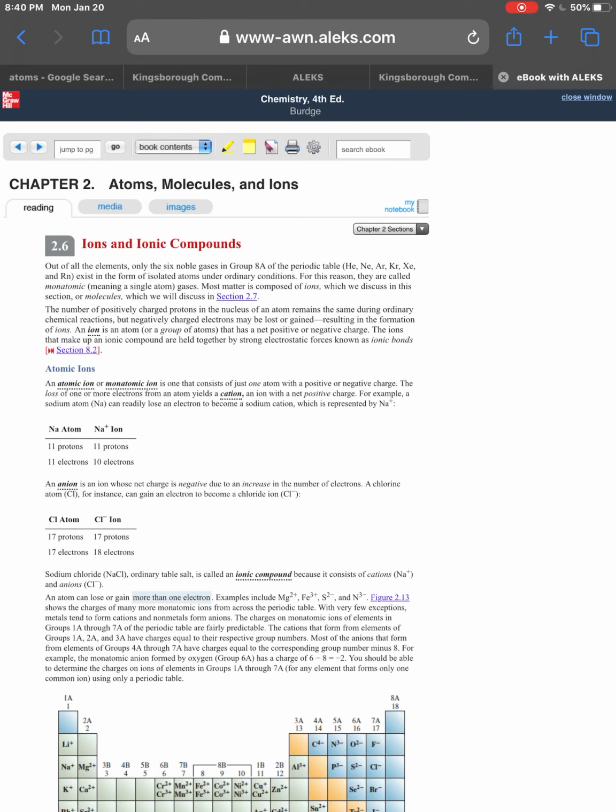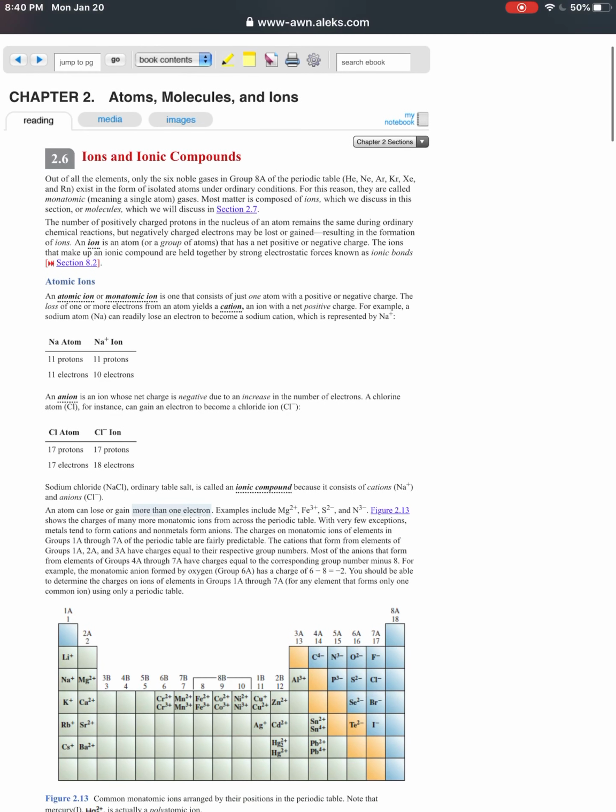But it turns out in nature there's something called the sodium ion. In the sodium ion, one of the electrons has been removed. So it still has 11 protons, but now it only has 10 electrons. So it has more positive charge than negative. So it is what is called a cation. A cation, C-A-T-I-O-N, is a positively charged ion, and the sodium ion is a cation.